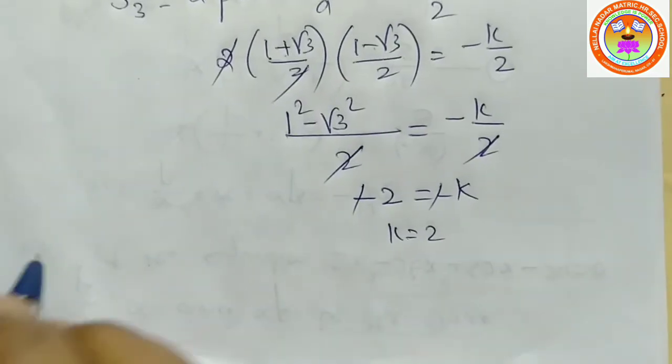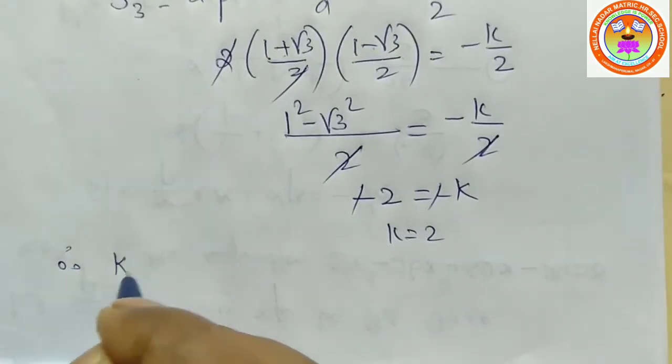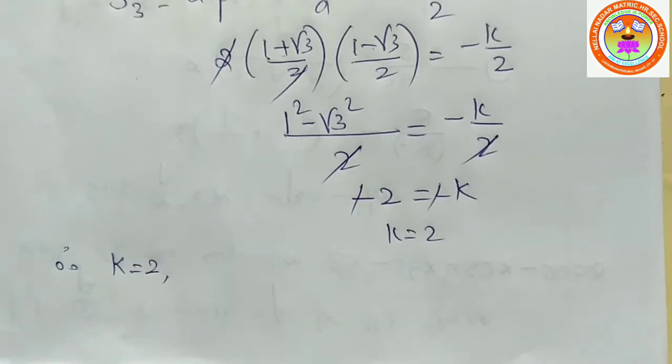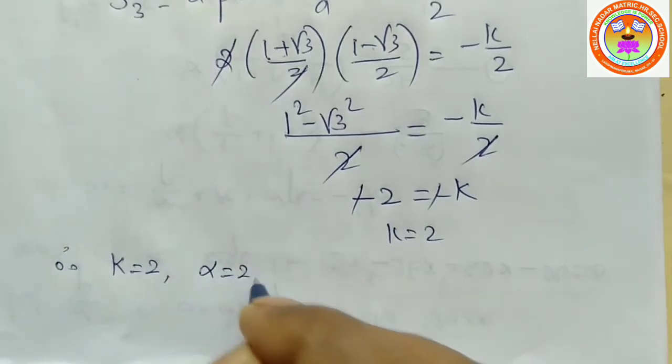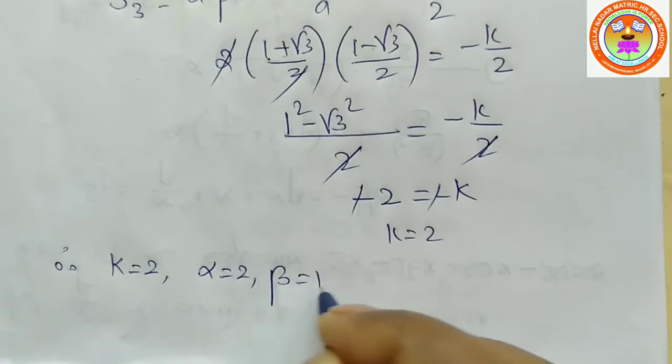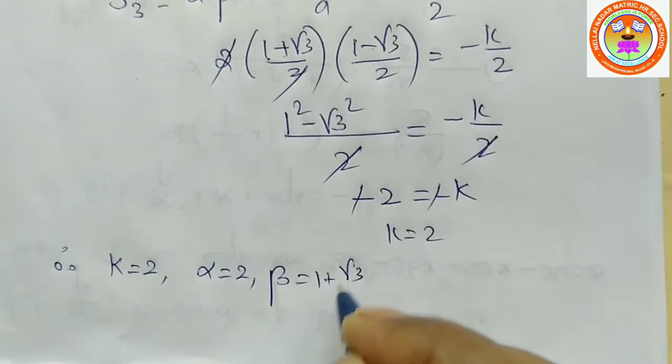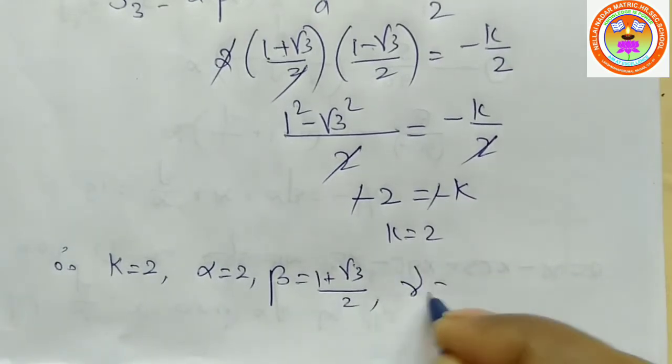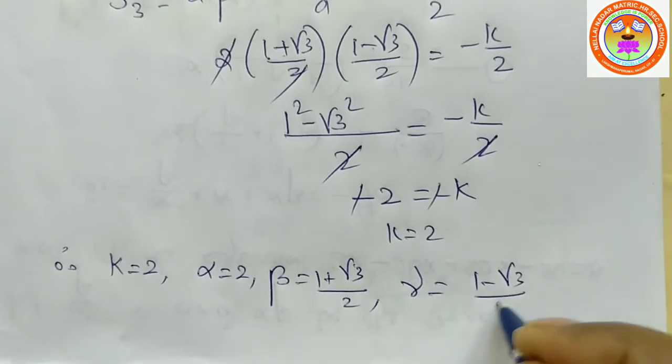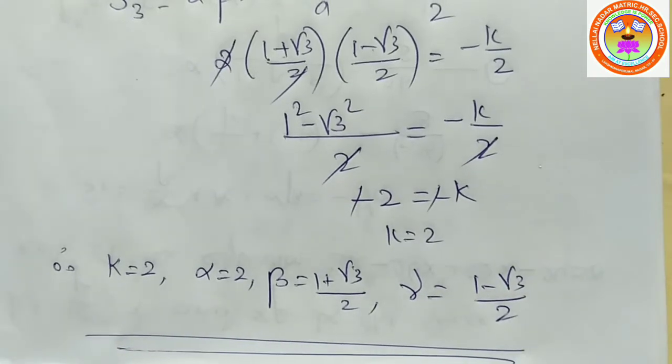Therefore, k is equal to 2. Then alpha is 2, beta is 1 plus root 3 by 2, and gamma is 1 minus root 3 by 2. This is the required answer.